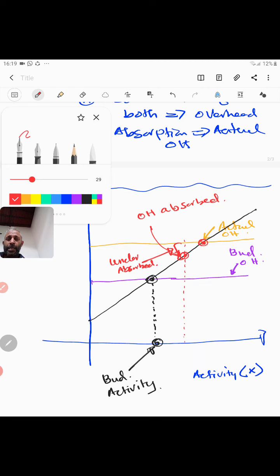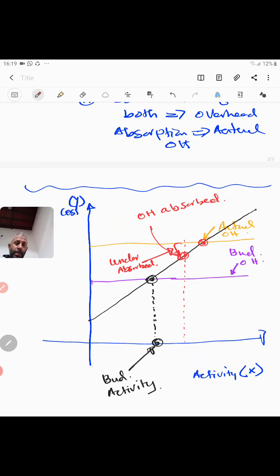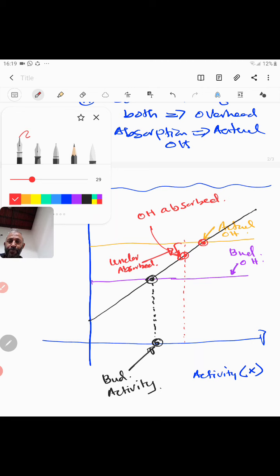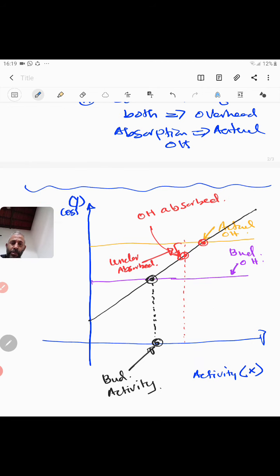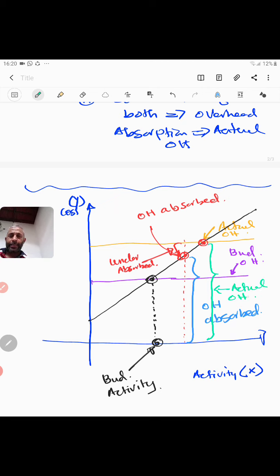Now let us change the scenario accordingly. This total here is the overhead absorbed, and that difference is the under absorbed, and this total here is the actual overhead or overhead incurred.